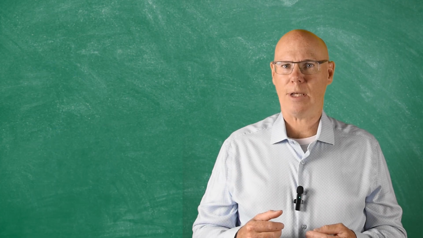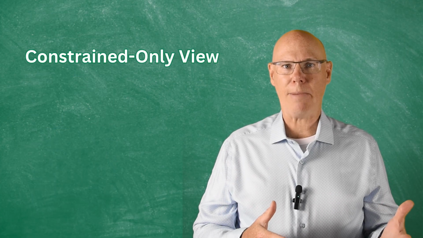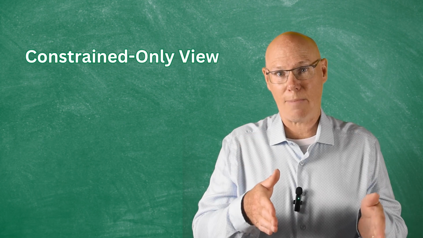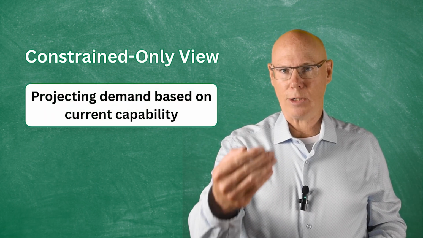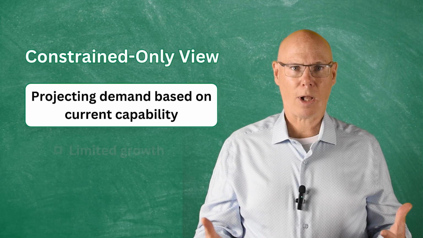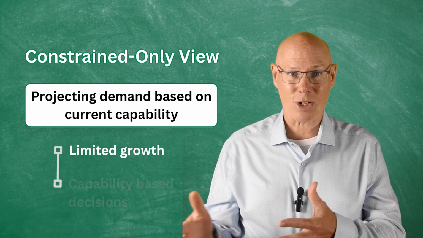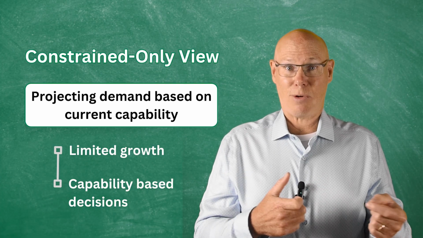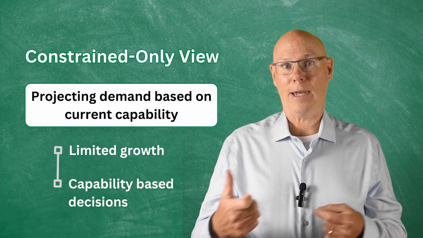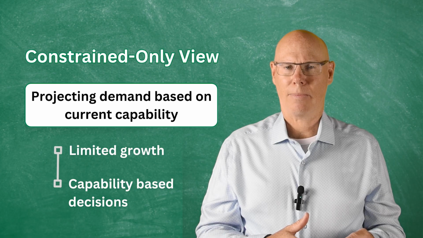This is what happens if we only allow our S&OP process to look at the constrained demand. We project our demand based on our constraints. We end up struggling to grow the business. We're making decisions based on our current capability. Instead of increasing the size of the spigot, we end up turning down the tap.